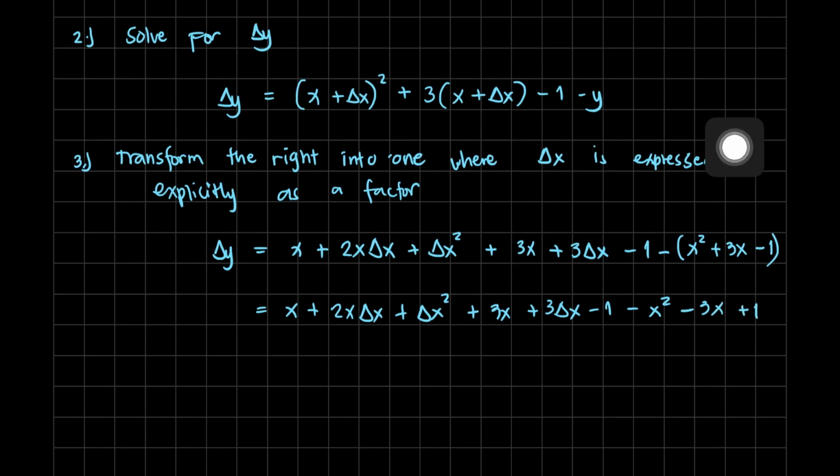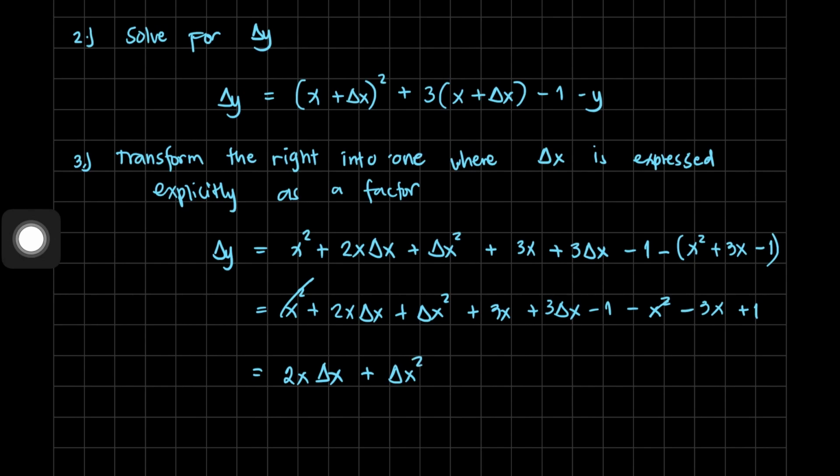And if we collect similar terms here, we have x squared, because I forgot to write it there, but this is the correct expansion. So that's x squared, and this must be x squared as well. So x squared minus x squared will cancel out. And then we have 2x delta x. That's the only term that involves x and delta x. And then we have delta x squared. 3x minus 3x will also cancel out. And then we have 3 delta x. Minus 1 plus 1 will also cancel out.